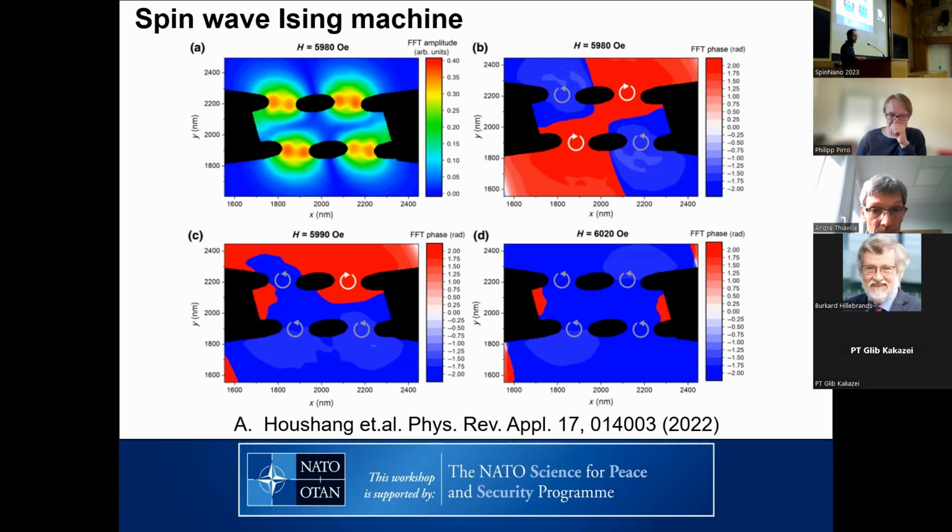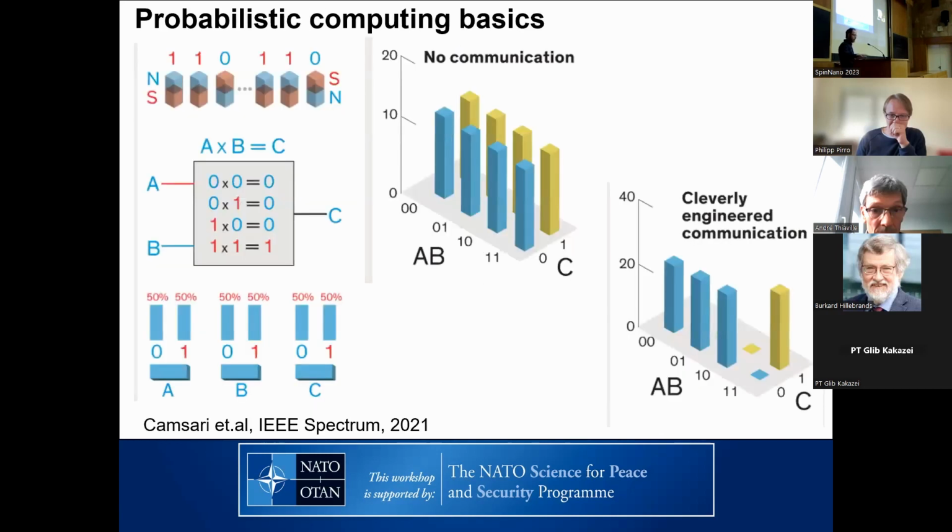They can be 5 by 5, 10 by 10, easily, and they can be a first building block of the Ising machine. Okay, now let's talk about probabilistic computing.